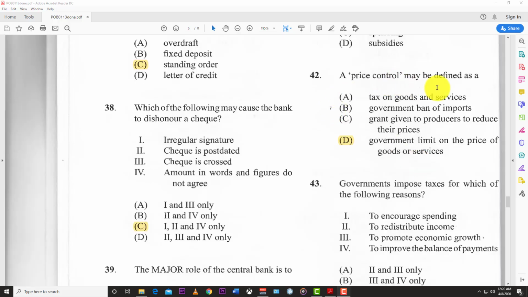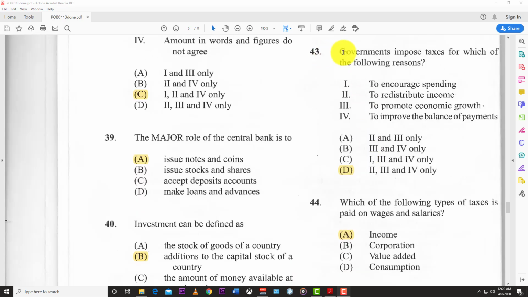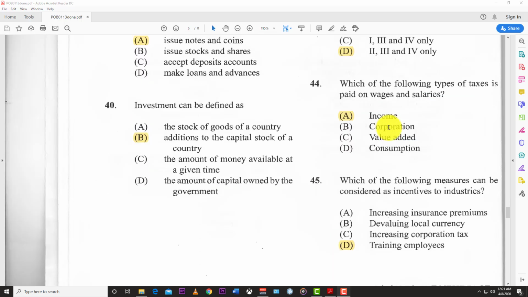42, a price control may be defined as a B, government limit on the price of goods or services. 43, government imposes taxes for which of the following reasons? And the best answer here is D, which is 2, 3, and 4. And 2 says redistribute income, that's true. 3, to promote economic growth, that's true. And 4, to improve balance of payments.